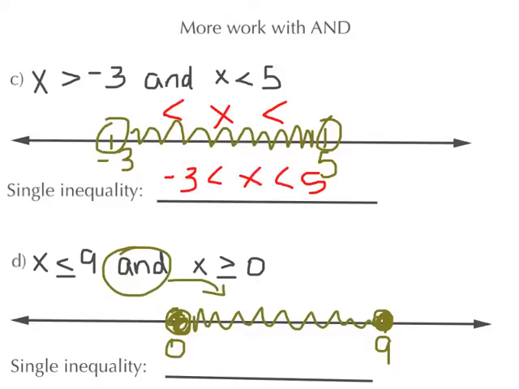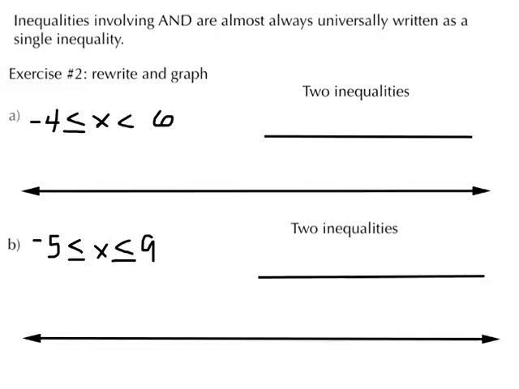And the same thing I'm going to do. I'm going to put my X right in the middle, put my less than symbols down. I notice that this guy is closed and this guy is closed, so they both will have equal to bars. So my answer is 0 is less than or equal to X, which is less than or equal to 9. And that's how I write single inequalities.